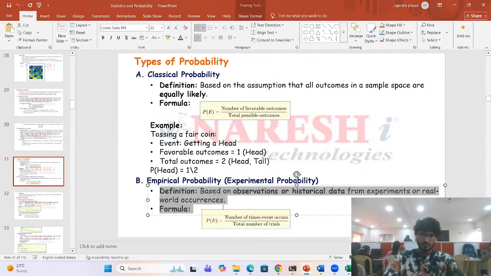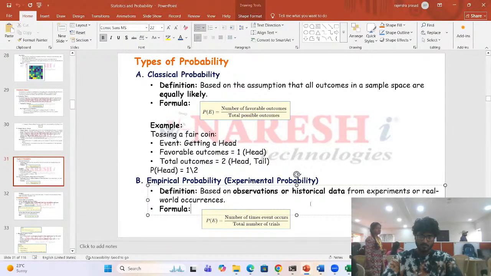Empirical probability. The definition is that it is based on the observations or historical data from an experiment or real world occurrences. Whenever you wanted to calculate the probability of an event based on observations or historical data from experiments or real world outcomes, in that case, we can go by using empirical probability.